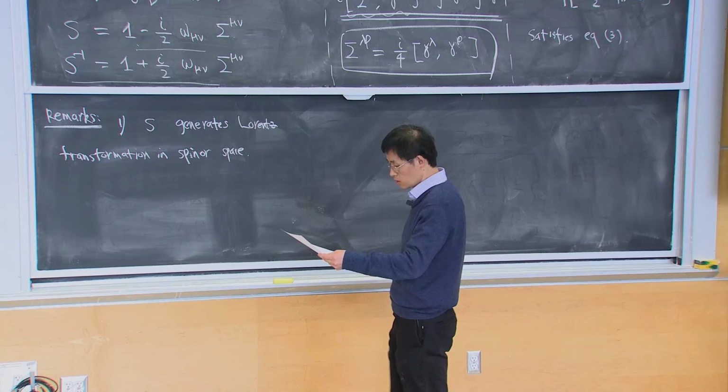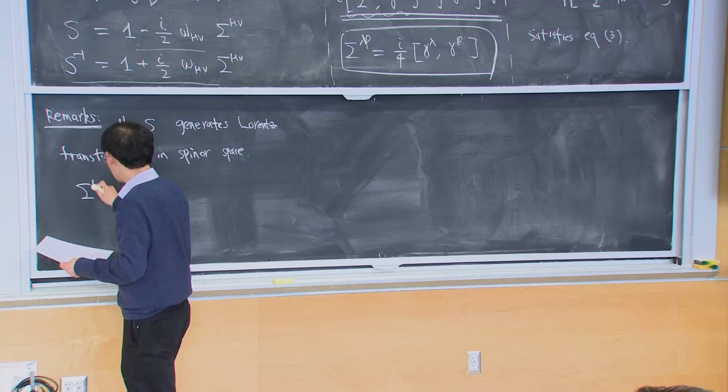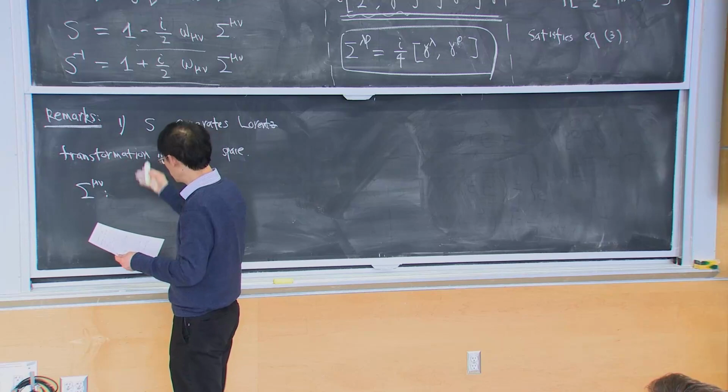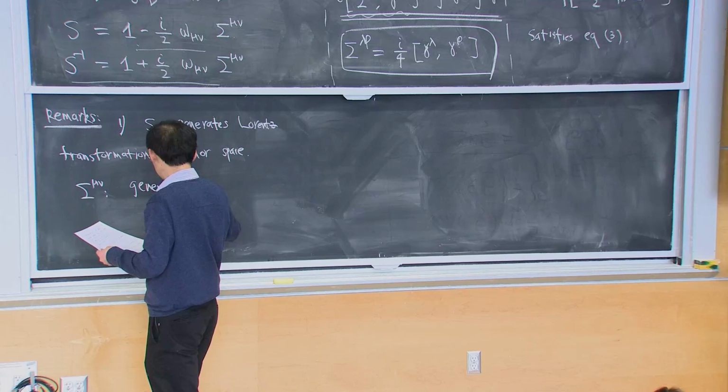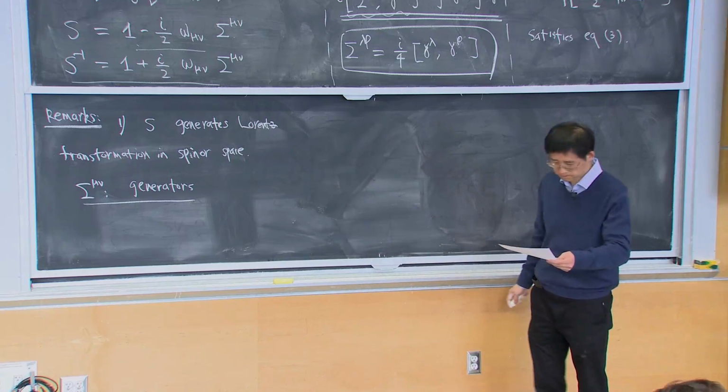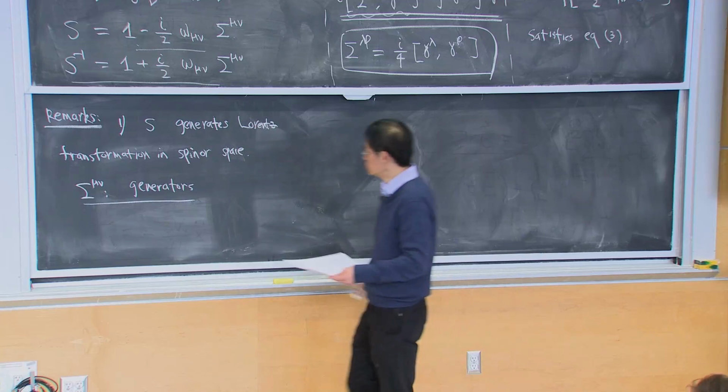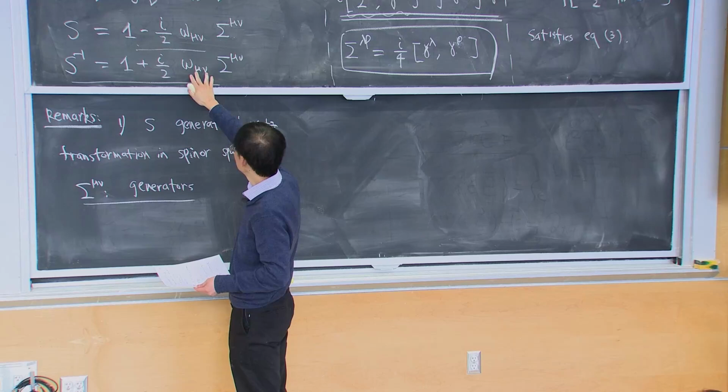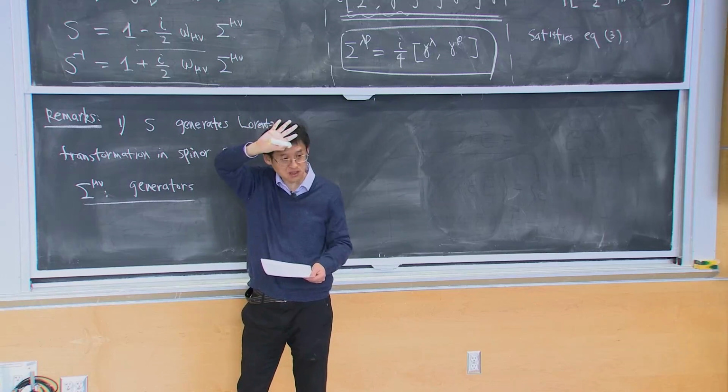So sigma ij, or sigma mu nu, according to our standard terminology, is called the generator of the transformation. Okay, so these are the generators. When mu nu are spatial directions, that corresponds to a spatial rotation, okay, and the zero i corresponds to a boost, okay.